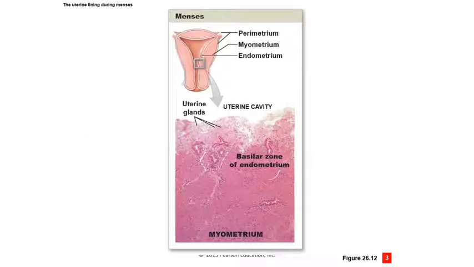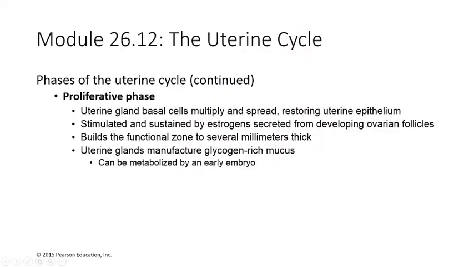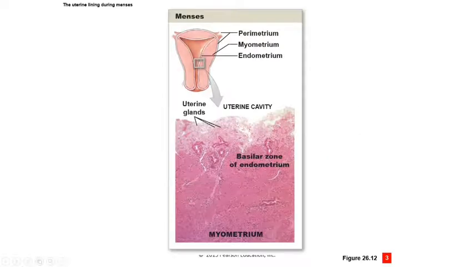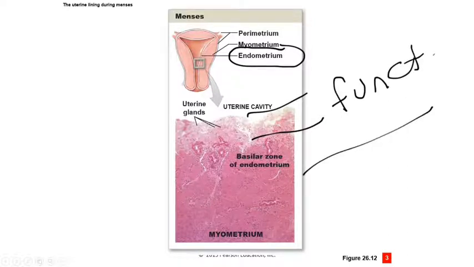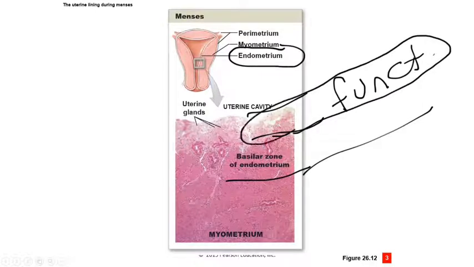So again, the three layers, it's the endometrium that is sloughing off, and not all the endometrium, but what's called the functional zone versus the basilar zone. So the basal layer does not slough off. It's only the outer, more superficial functional zone with those spiral arteries that are going to be released.